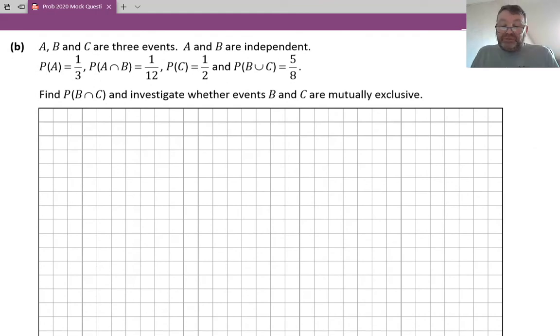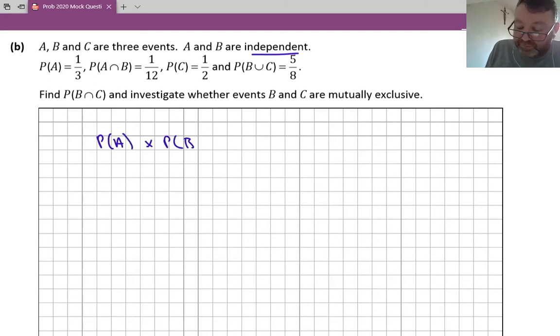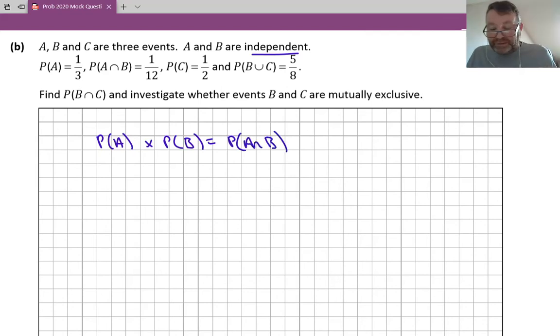Okay, part B. A, B, and C are 3 events. A and B are independent. Now, when I hear that word independent, I immediately always write down the rule. If A and B are independent, that means that the probability of A multiplied by the probability of B would be equal to the probability of A intersection B. So I don't even wait. As soon as I hear the two events are independent, I write down the rule for independence, okay?